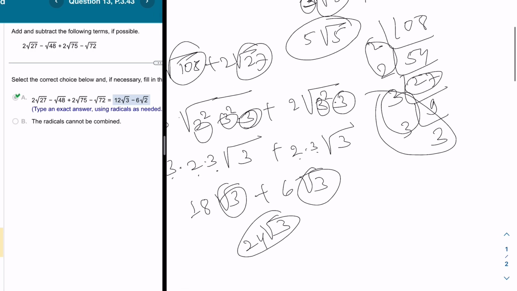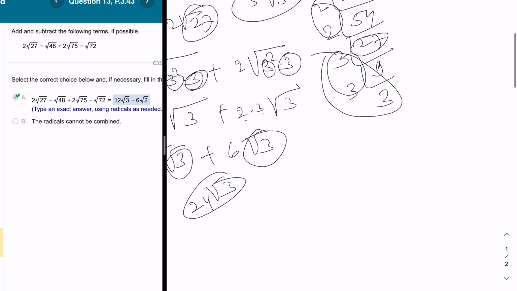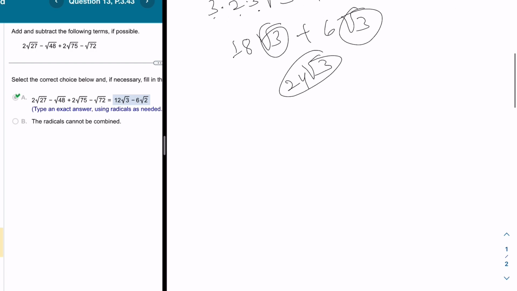I don't think I should go through all of the questions, but let's see, I can do some practice, right? Our question is 27 minus 48 plus 2 root 75. So our aim is to reduce all of these and try to subtract or add the like terms.